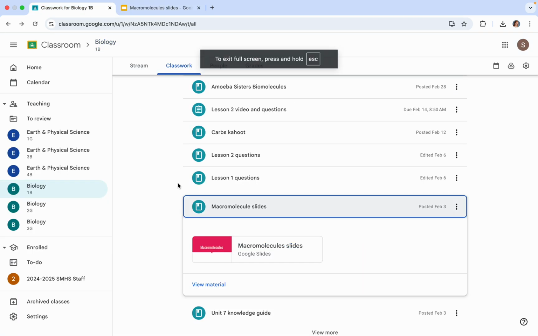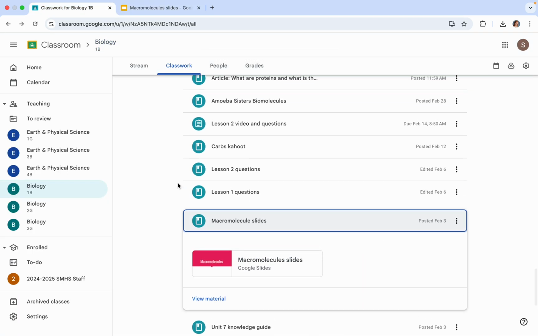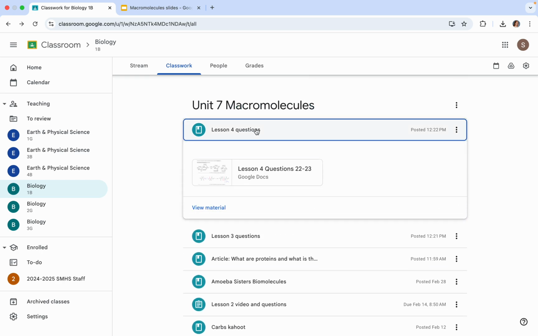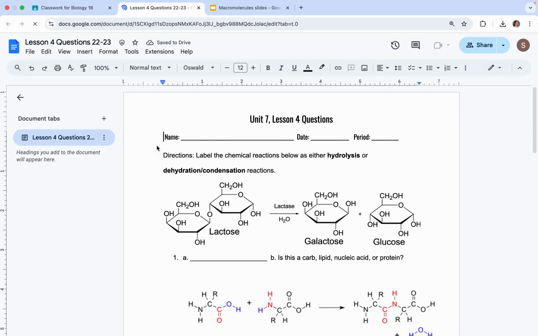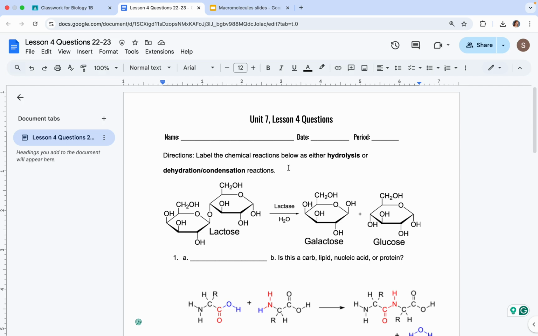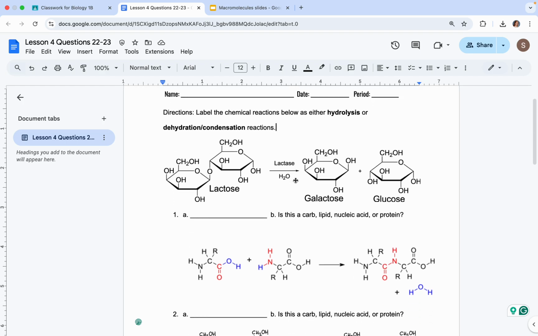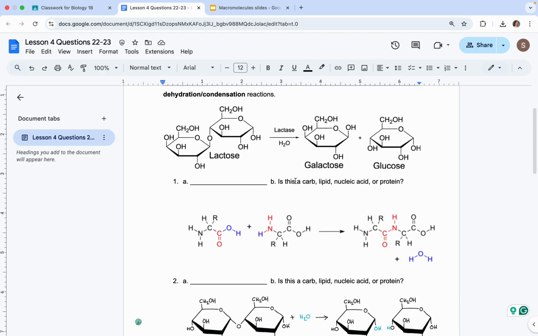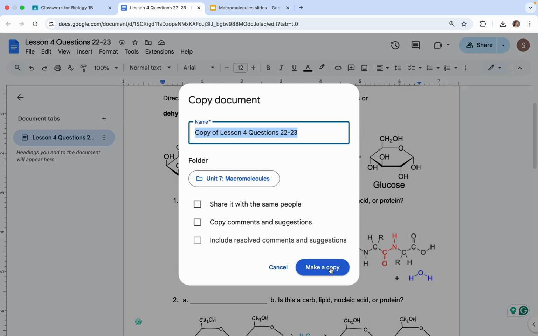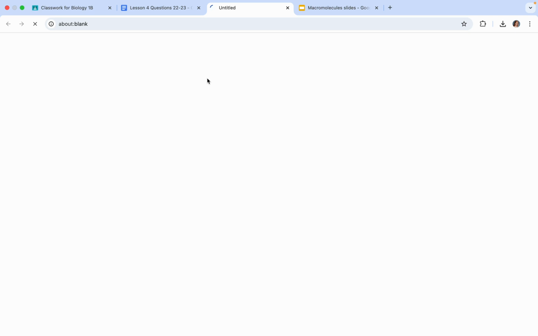I have paper copies that I'll leave out for you guys, but just in case, the lesson 4 questions are the most recent thing, and they're at the top of the Unit 7 underneath classwork. Lesson 4 questions, I'll open that up. If you want to do it electronically, just a reminder, you have to go to File, Make a copy, so that you can edit this. Normally you guys prefer paper copies. All right, so I'm actually going to make a copy so that I don't mess up my original.